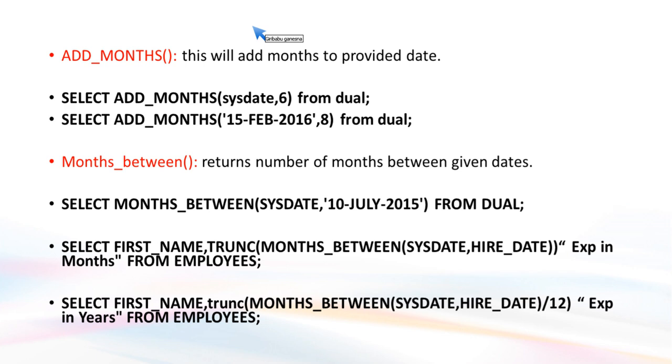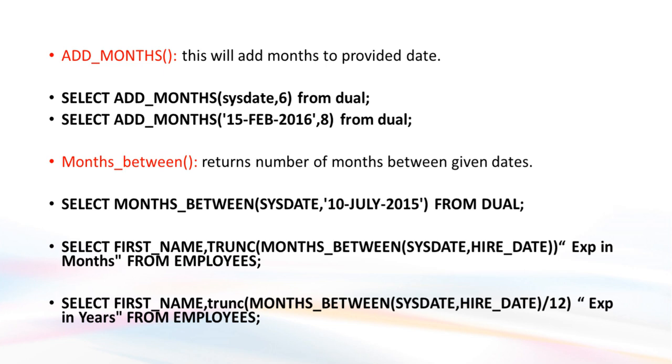So the example is like this. Select months_between, sysdate meaning the current date, and another date. So the current date and the next date. This date must be a future date. First we need to give the current date, and the next one will be the future date.